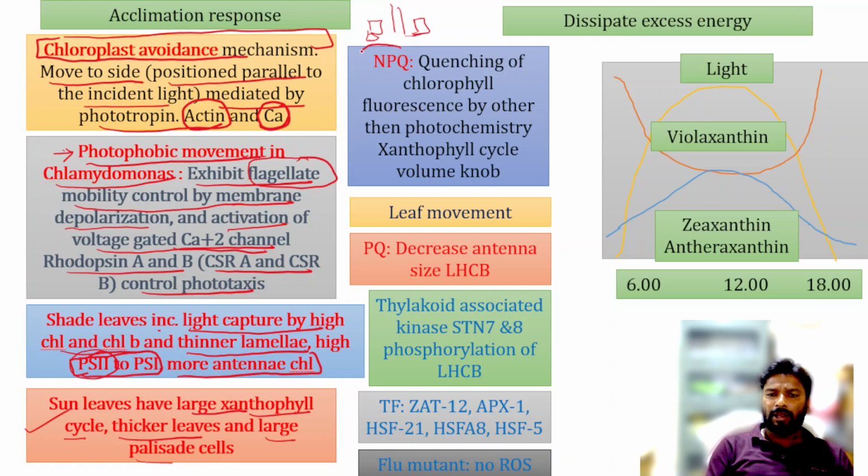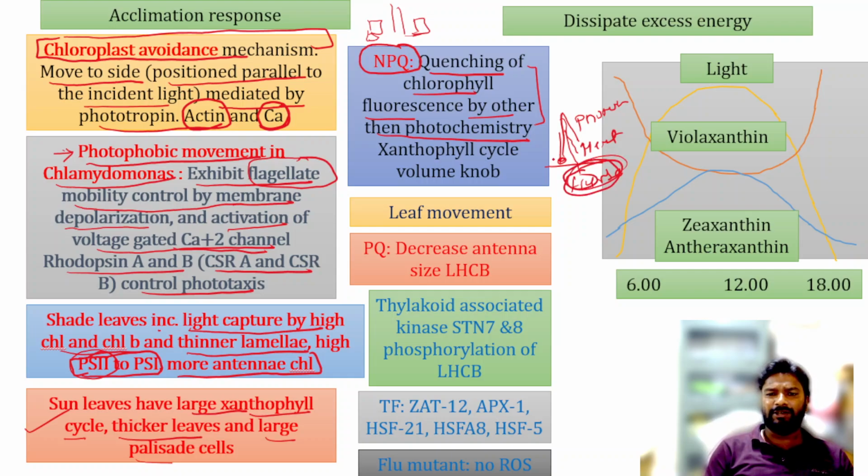Also non-photochemical quenching. So what is non-photochemical quenching? It is the quenching of chlorophyll fluorescence by processes other than photochemistry. When the excited electron goes, some of it goes into photochemistry, and some does not, so that energy is released as heat or in the form of fluorescence. And that is responsible for oxidative stress. So the xanthophyll cycle works as a volume knob, controlling this fluorescence. So NPQ, non-photochemical quenching, is the strategy to reduce the fluorescence.